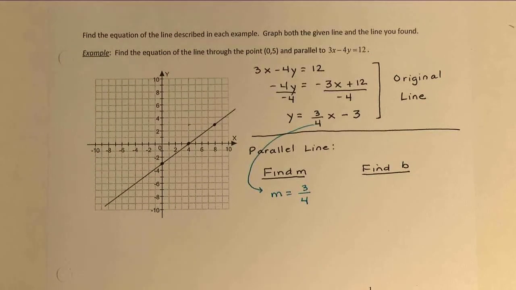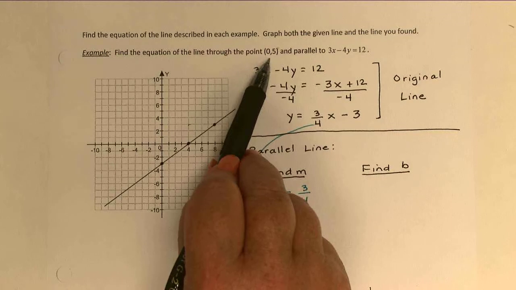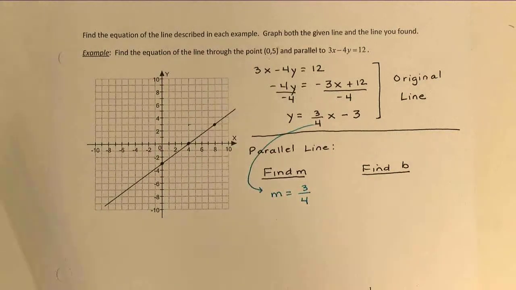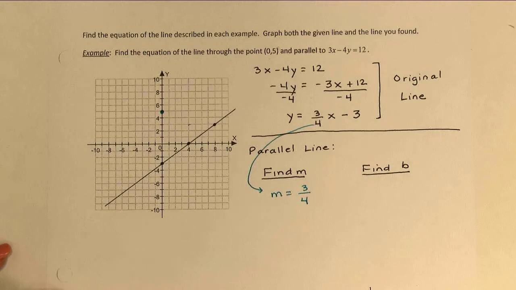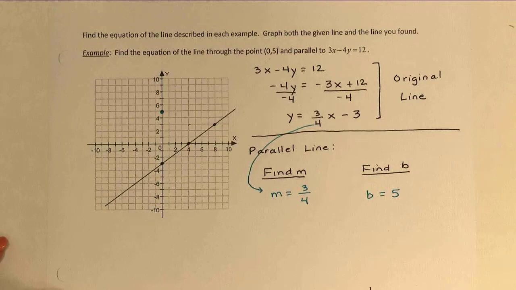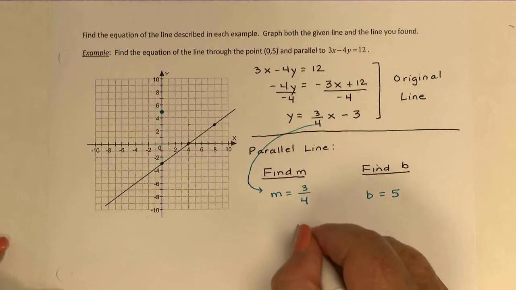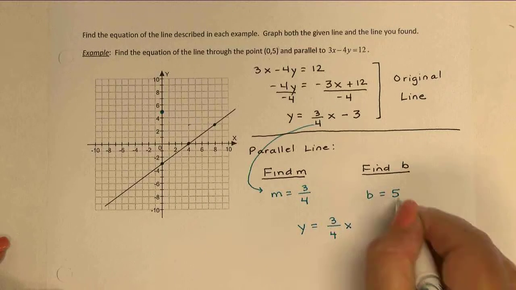As far as finding b, in this particular case, that's also fairly easy because we were given it, if you look back at the statement of the problem. The line we want is supposed to go through the point (0, 5). And (0, 5) right here is already on the y-axis, so I can simply use that b value of 5. And my parallel line will be y equals 3/4 x plus 5.